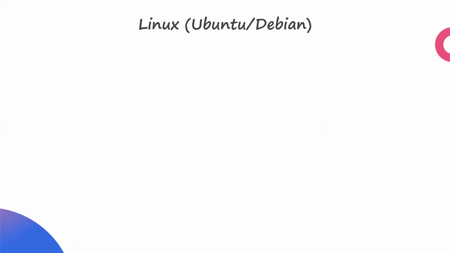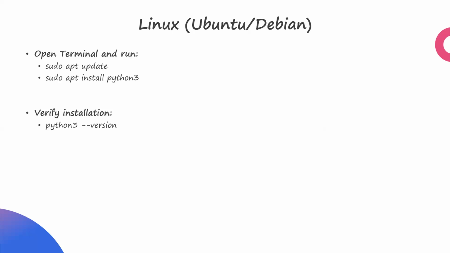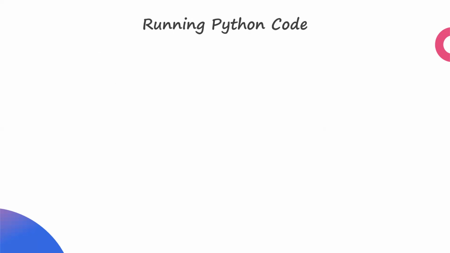Now, if you're using Linux, Ubuntu, or Debian, follow these steps. Open your terminal, type in sudo apt update, then sudo apt install python3, then verify installation by typing python3 --version, and that is it.